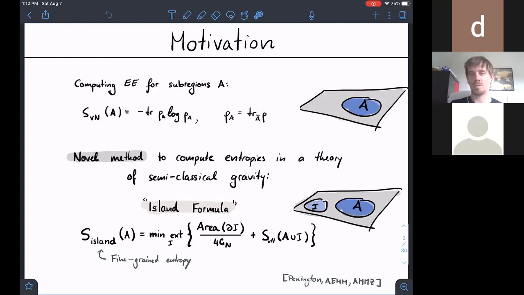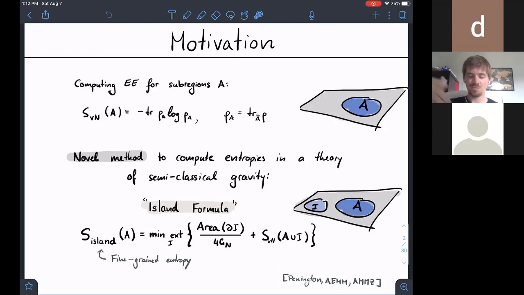If you want to compute this, we take the global state, rho, we trace over the complement of A, the gray region, and that defines the reduced density matrix on A, which I call rho A. From this, we can compute the von Neumann entropy of this region A, which is minus trace rho A log rho A. Now this quantity, as you probably know, is ill-defined, has UV divergences, so we need to take care of those somehow. But morally speaking, we know what we're doing here, and we have reasonably good control over what this von Neumann entropy is.